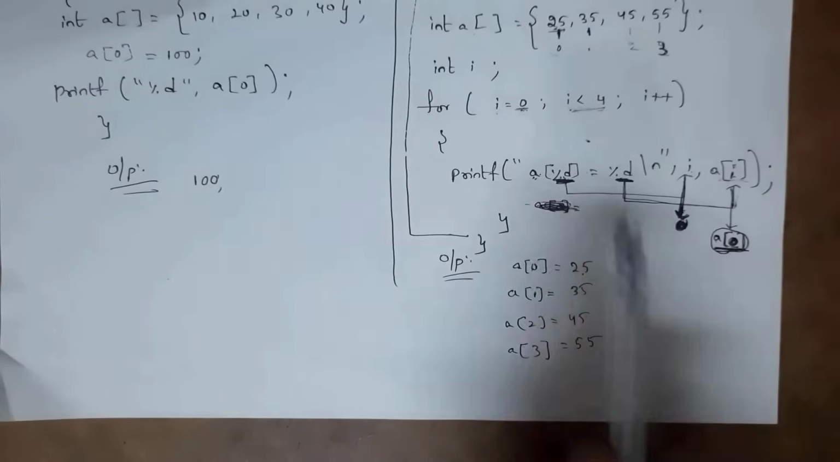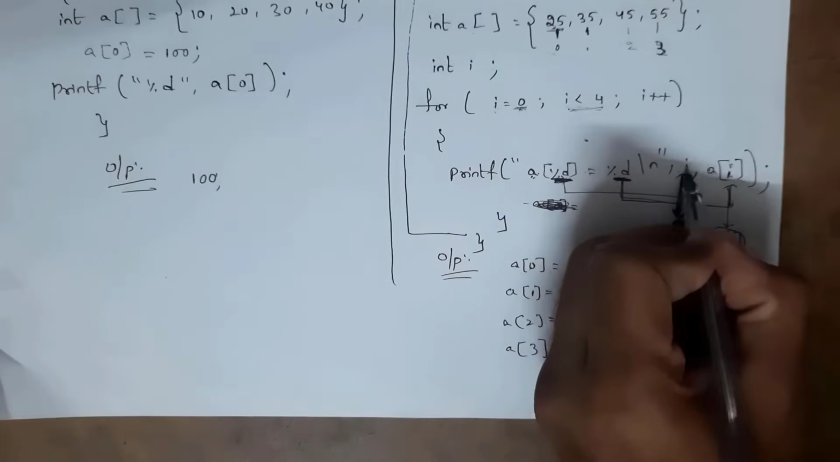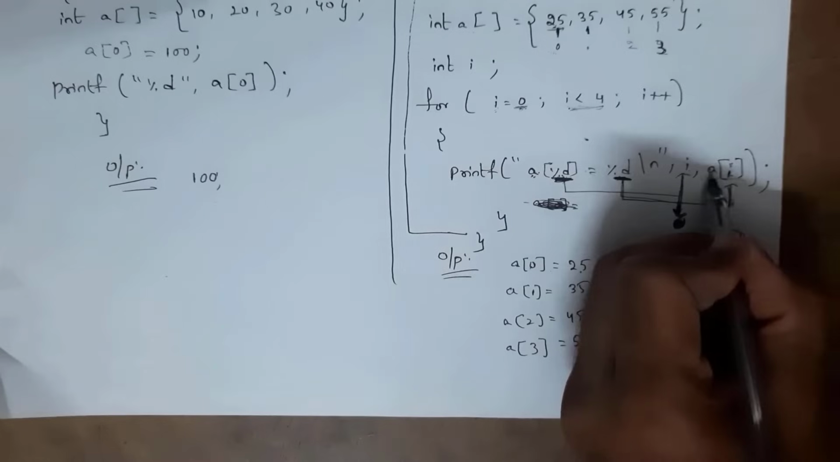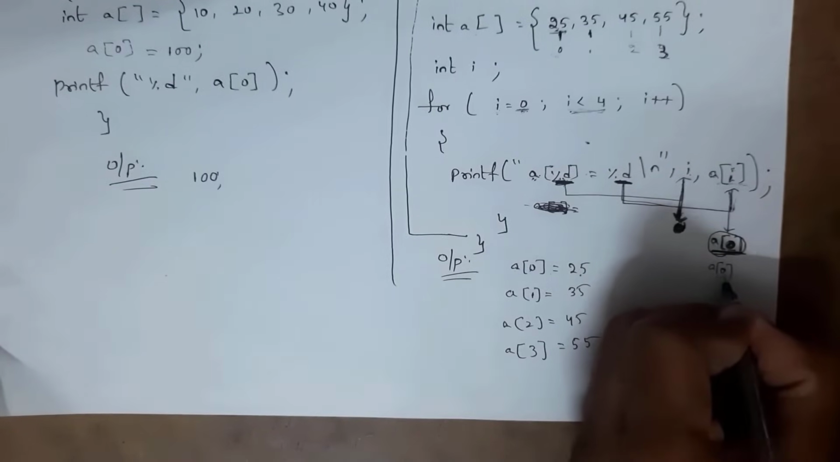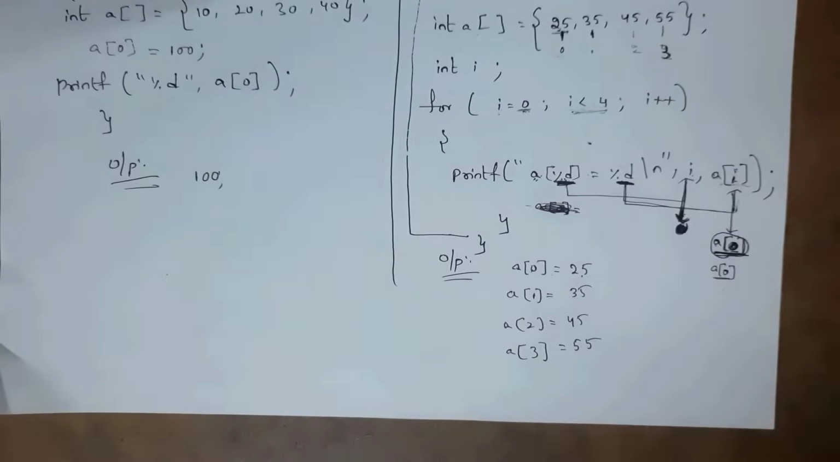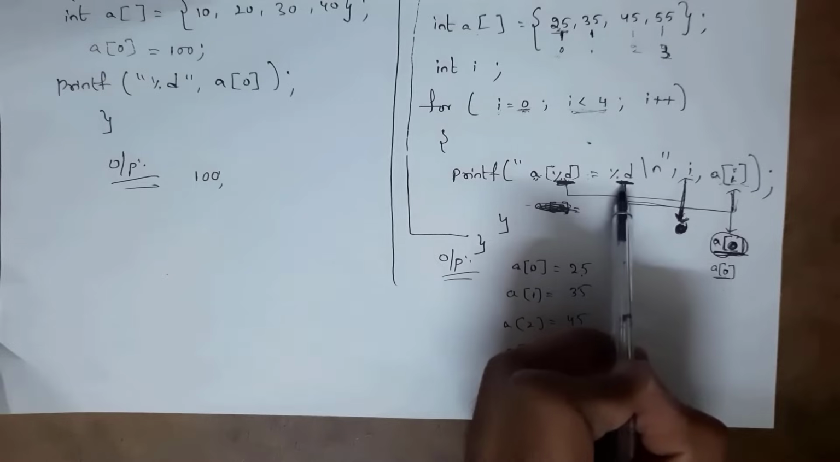This is the output. Here the value of i starts with 0, so it will replace the value of i with 0. Similarly for a of i, the value of i is 0. a of 0 means the value present in index number 0 will be printed as output. So I will get output as a of 0 is equal to 25.